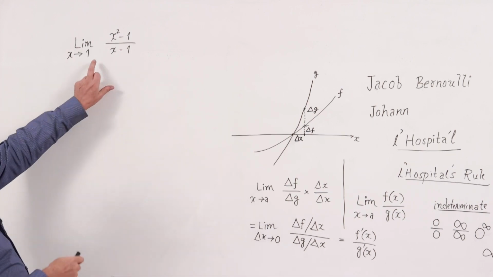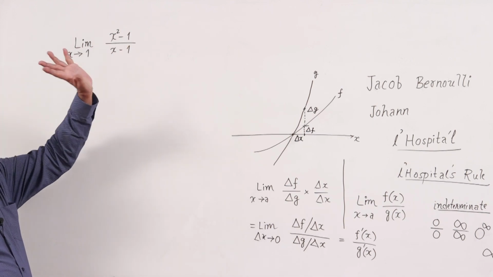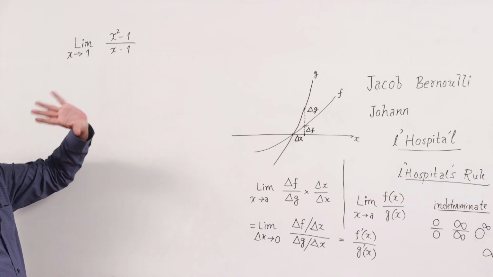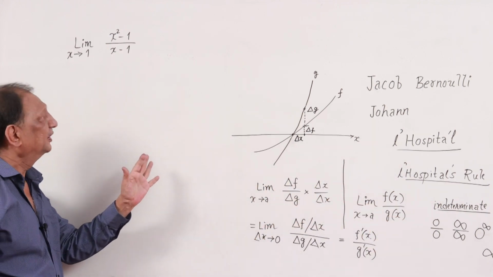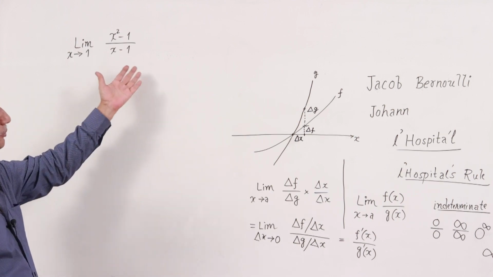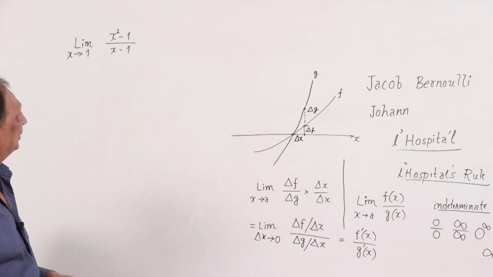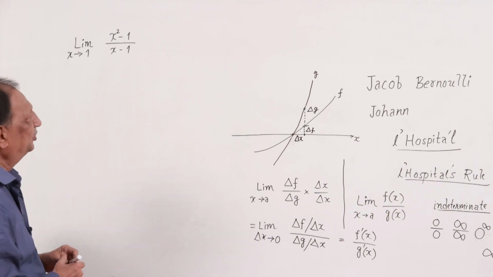Now if I substitute x equal to 1, the numerator becomes 0, the denominator also becomes 0. So it is an indeterminate form, 0 by 0 form, so I can't substitute it. Now how do you find that? We apply L'Hopital's rule, Bernoulli's rule, and differentiate.